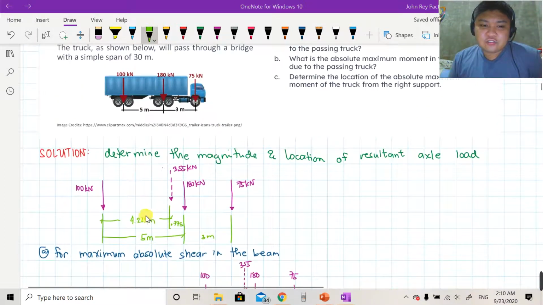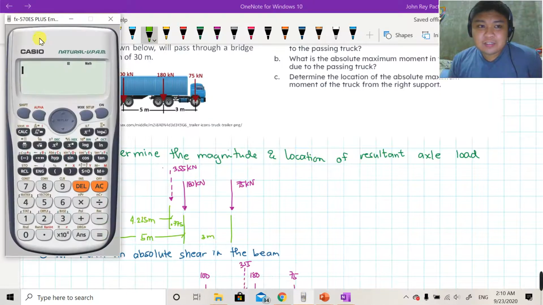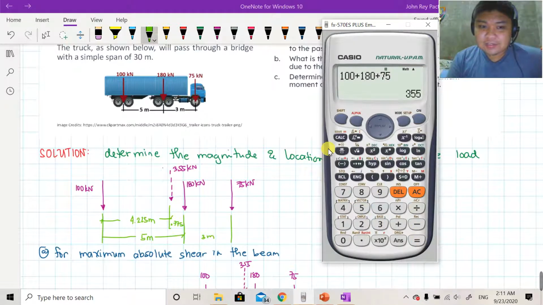So ito yung solution. So syempre, yung unang step class is hanapin nga natin yung magnitude and location of the resultant axle load. Yung magnitude class, walang problema. Ang gagawin mo lang is i-add mo lang naman yung tatlong axle loads, di ba? So 100 plus 180 plus 75, so yun ay 355. So nagre-reflect siya dito. Okay?